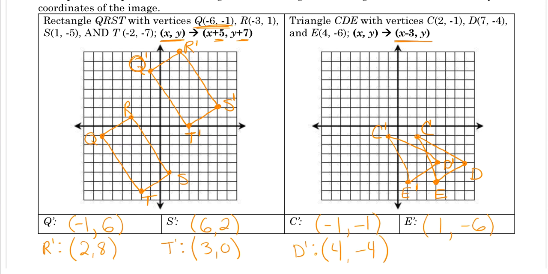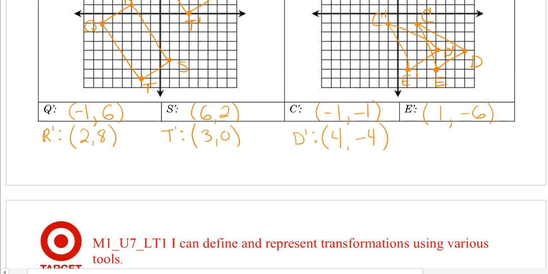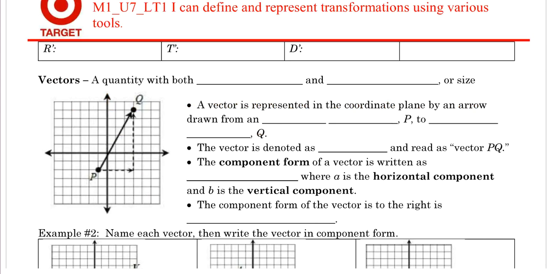Okay, so again, make sure that you have labeled your image points with the prime, or sometimes you'll hear me refer to it as a tick mark, so that we can distinguish between the pre-image and the image. Okay, so moving on, we're going to talk about translating using vectors.